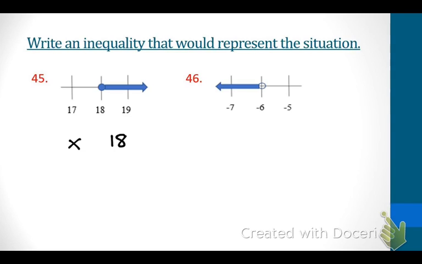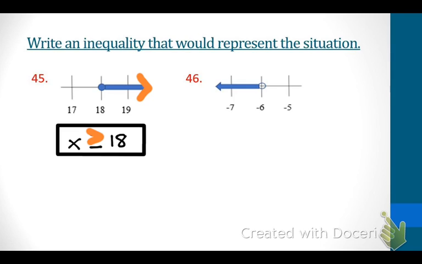Can it equal 18? Yes, because it's shaded in, we know it can equal 18. And then if it says 19 is an option, and if we kept going, 20 is an option, 21 is an option, what would it be? Does it need to be greater than 18 or less than 18? Greater than. So the answer is going to be x is greater than or equal to 18. And if you remember, we kind of talked about it before, that this arrow looks like the greater than symbol, and it needs to face the same direction as that greater than symbol. Once again, if you didn't get it correct, go ahead and erase it.